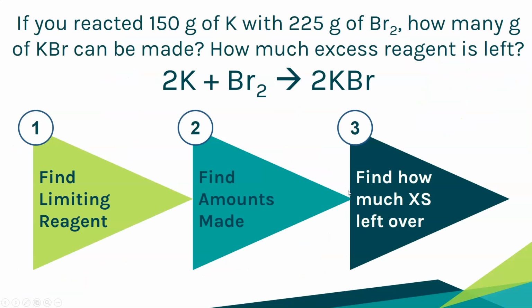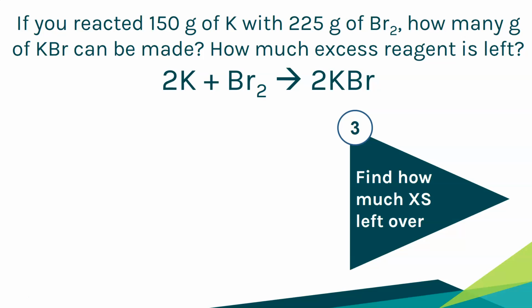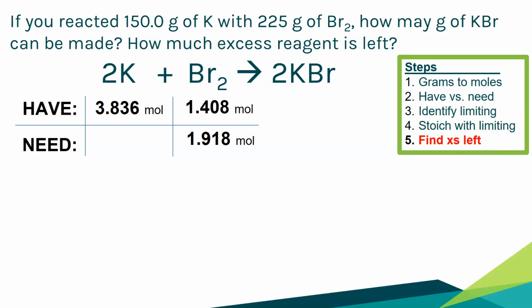All right. So now we've done the first 2 steps. Now we can find out how much excess is left. This is one of the reasons why I like these charts: people struggle a lot with the excess reagent step. I don't know why that tends to be so tough for people, but I've noticed that when we use the have-need chart, these problems where you're going all the way to the end where you're finding the excess, people do much better on. So we already found most of our chart.